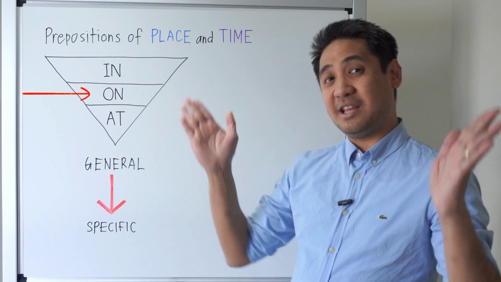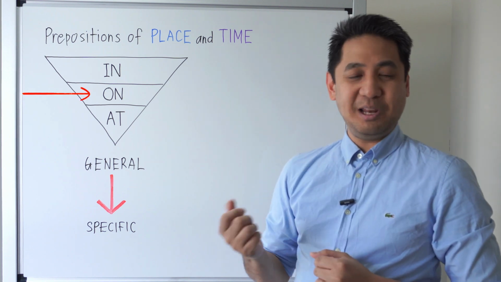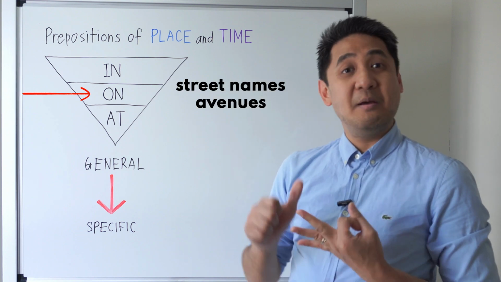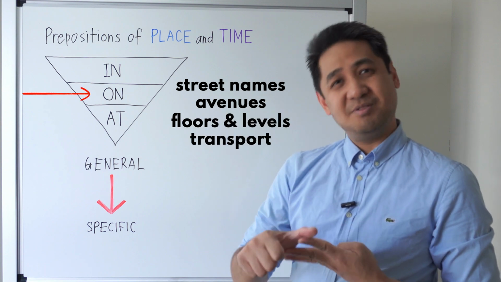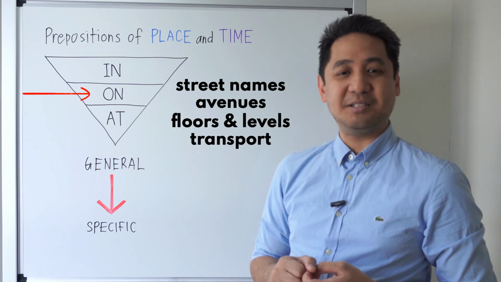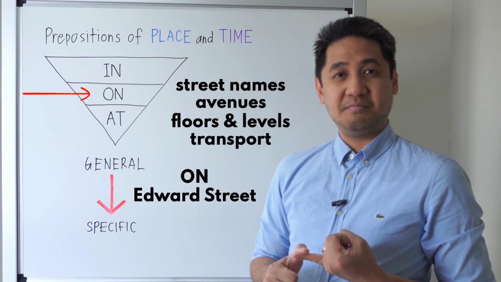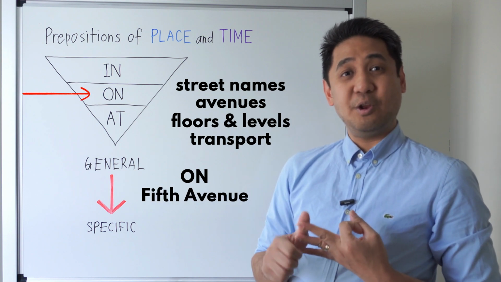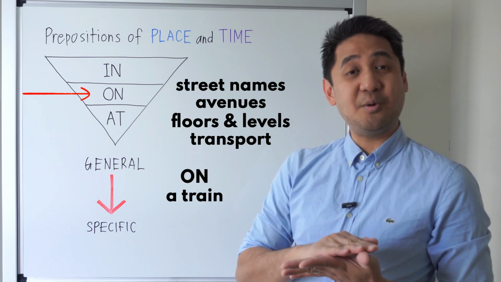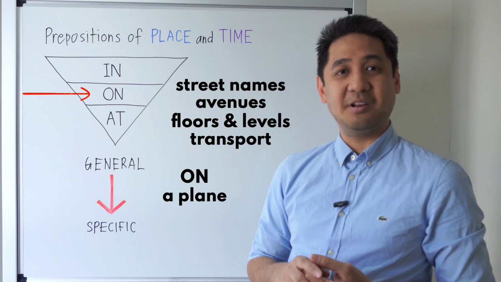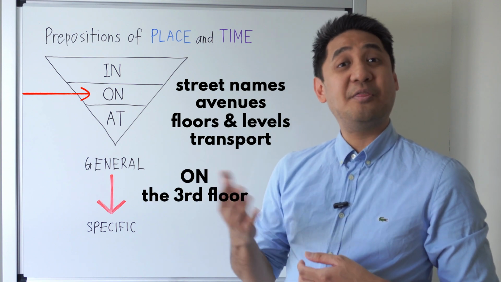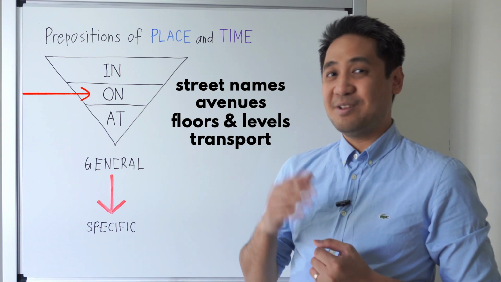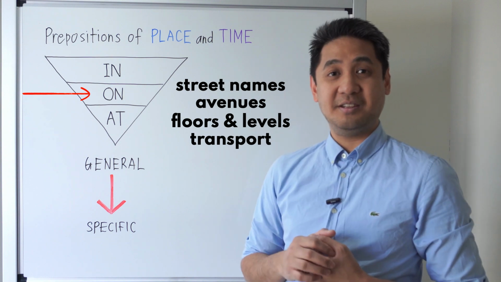Now, for on, you're looking at a less general space. And you normally use on when you've got street names, or avenues, or building floors or levels, and some transport. Here are some examples. On Edward Street, on Albert Street, on Fifth Avenue. You can also have on the bus, on the train, on a plane. These are transport. Or levels of a building. On the third floor, on the top floor, on level 5. All of these places, you use on.